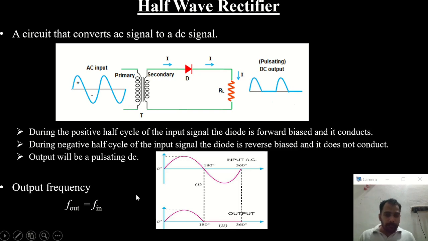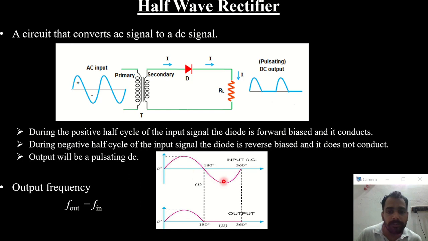Another important thing: if you consider this as the input signal, suppose it has a period of 360 degrees. It is varying like this, and this is the output. From 0 to 180 degrees we will have a signal. From 180 degrees to 360 degrees there is no signal, that means during the negative half cycle there is no output. Then it starts to repeat again. The period means the time in which the cycle repeats itself. So this is the period, and the reciprocal of the period is called the frequency.